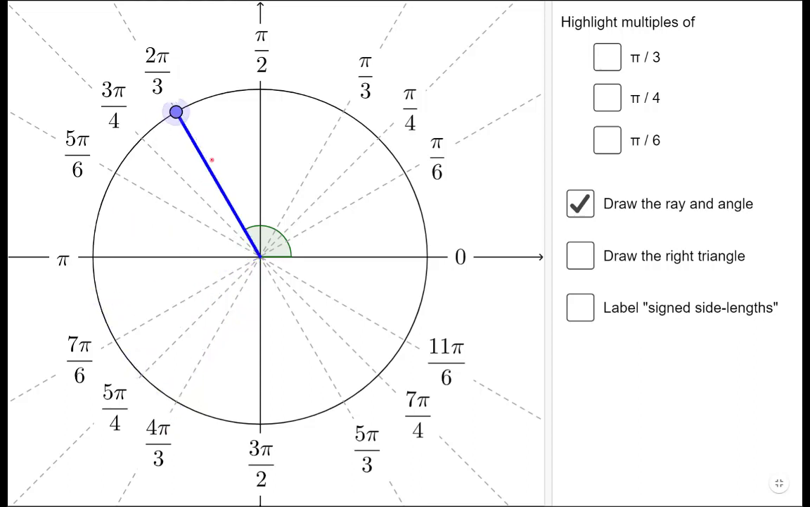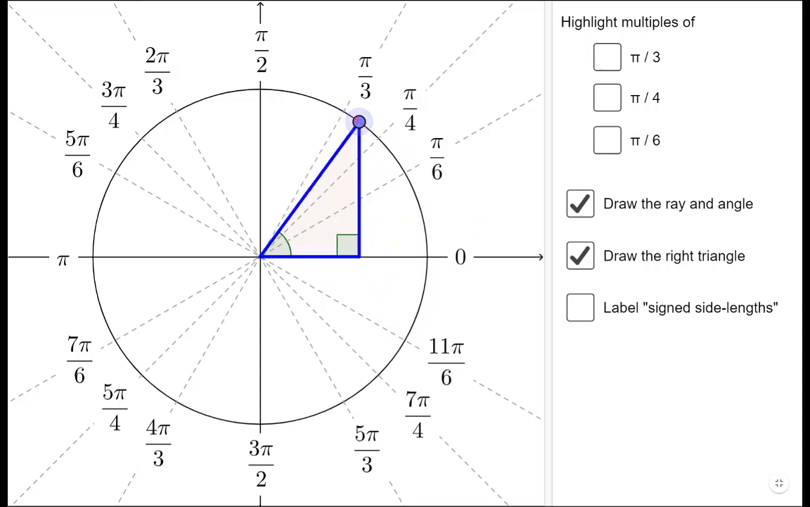Now, once I have my ray, then I'm going to draw a right triangle. And I draw this by dropping a straight line to the x-axis. So as I move around, I'm going to make a triangle within this unit circle. And then finally, the final step in all this is to label the signed side lengths.